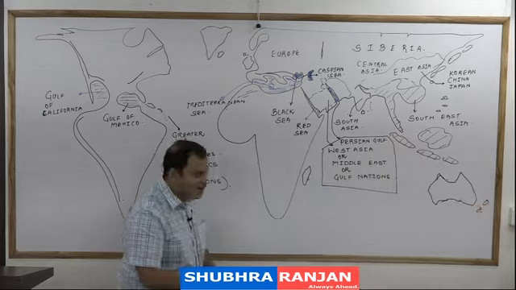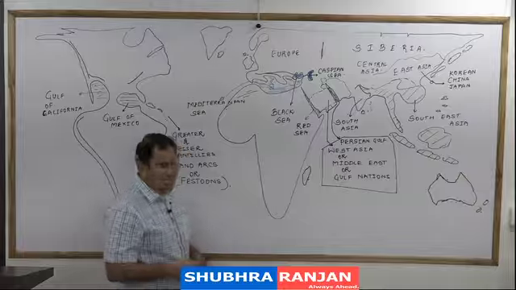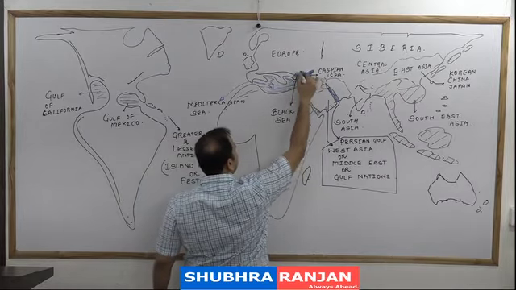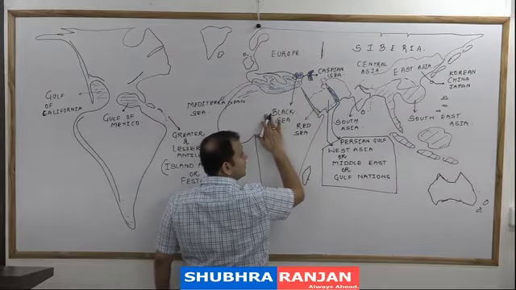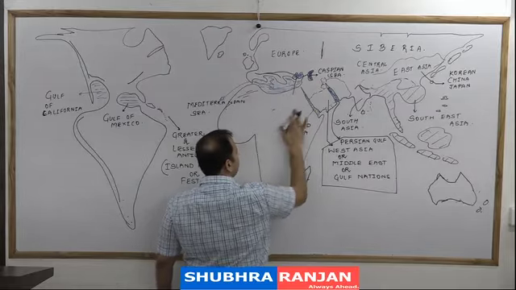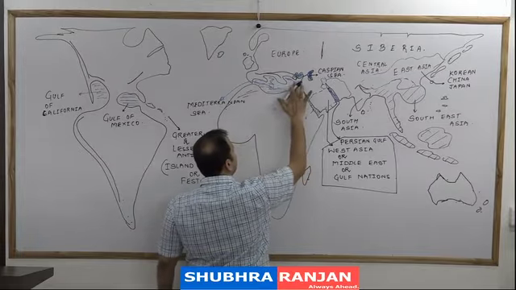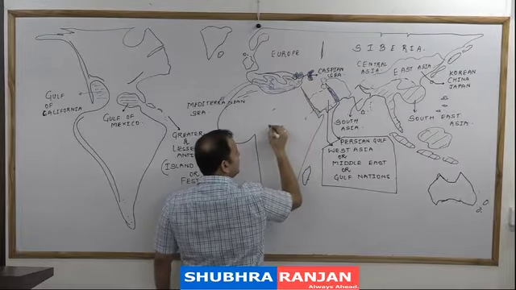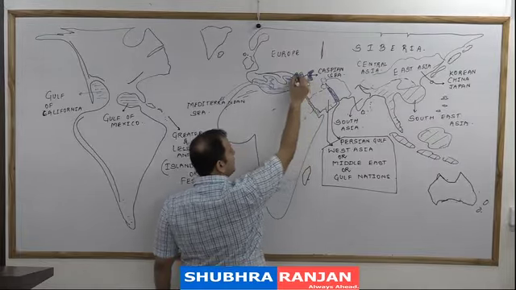So where is Turkey? Any idea? This part of the world is known as Turkey. So can I rub this Black Sea region? So this part is Asia. This is Africa, this is Asia, this is Turkey.